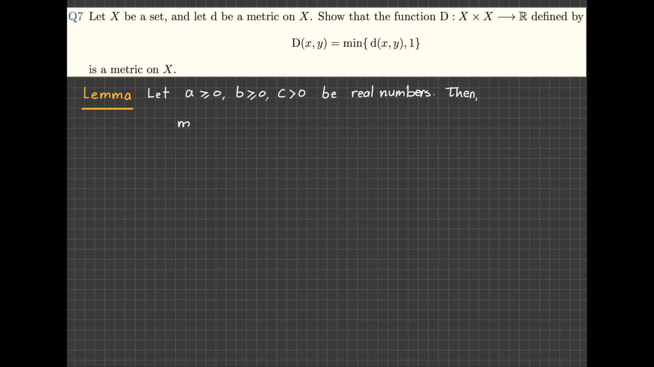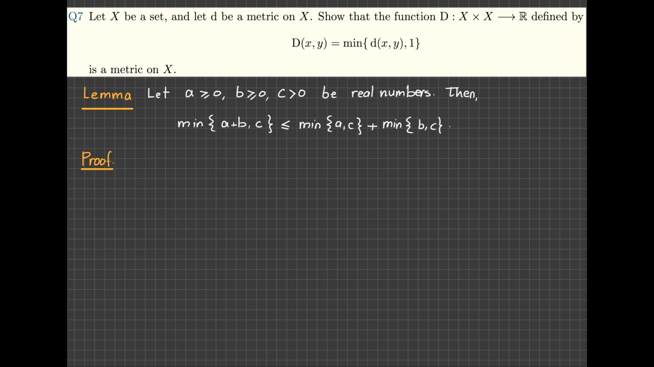Then the minimum of A plus B and C is less than or equal to the minimum of A and C plus the minimum of B and C. So this is what we want to prove. So let us try to prove this lemma first, and then of course this will help me to prove the triangle inequality for capital D.